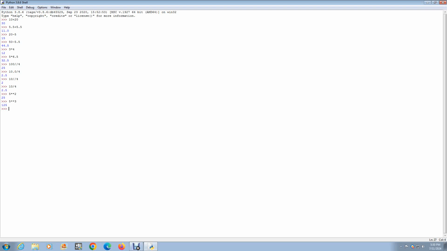So I believe you can do this with floating points. Let's see. So 3.0 to the power of 2, we get 9.0. That is correct, yes. Now if I want to do 30.5 to the power of 2, there we go, 930.25.